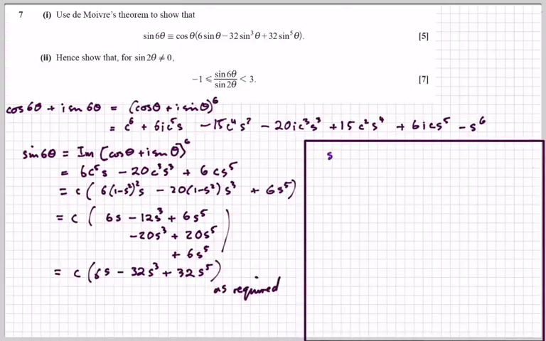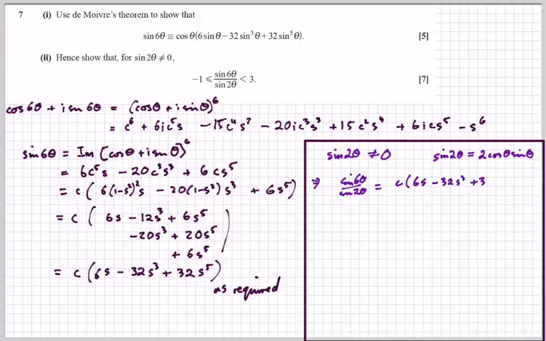The next part asks us to consider sine 6 theta over sine 2 theta, where sine 2 theta can't be 0. We're going to use sine 2 theta equals 2 sine theta cos theta. I'll replace the numerator of sine 6 theta by the expansion from before, giving us cos theta (6 sine theta minus 32 sine cubed theta plus 32 sine to the 5 theta) all over 2 cos theta sine theta. Dividing the numerator by 2 and cancelling a cos theta and a sine theta gives us the following expression: 3 minus 16 sine squared theta plus 16 sine to the 4 theta.